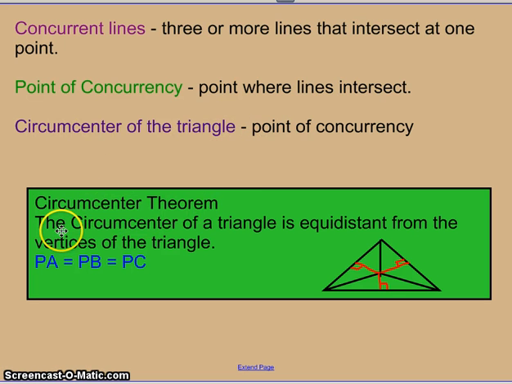All right, the circumcenter theorem says the circumcenter of the triangle is equidistant from the vertices of the triangle. So right here in red, we've marked the perpendicular bisectors of the sides. That would mean that this would be congruent to this, which would be congruent to this. So we can mark this triangle A, B, C. And this would have a middle of P, and all those segments would have to be congruent there. They're equidistant from the vertices.